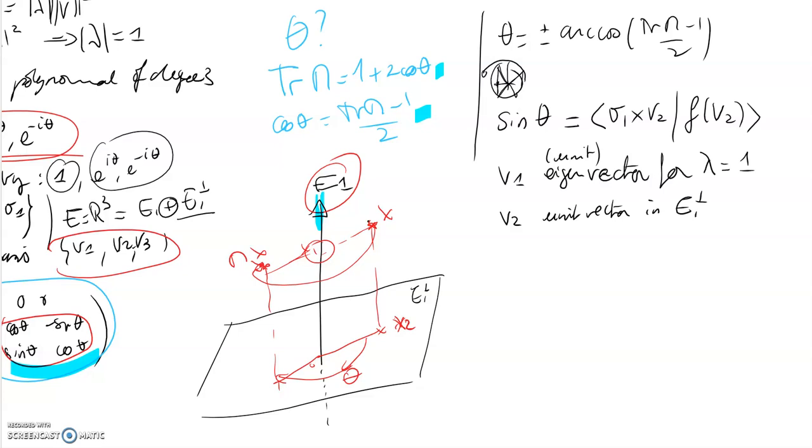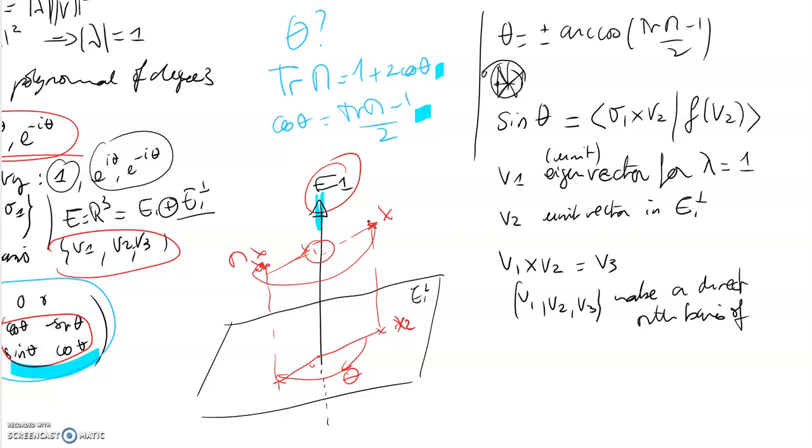If I compute the cross product V1 cross V2, it gives you a vector V3. If you norm this vector, you get that V1, V2, V3 make a direct orthogonal basis of R3.